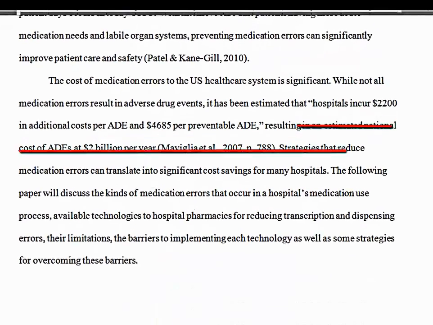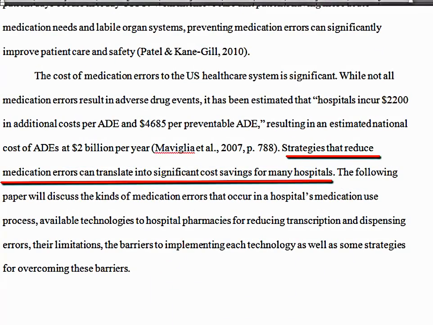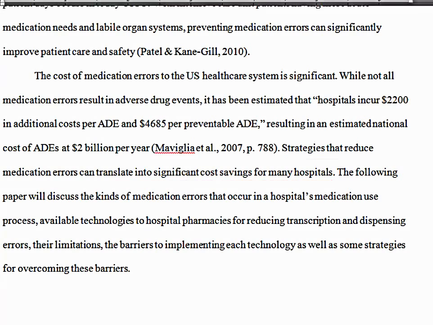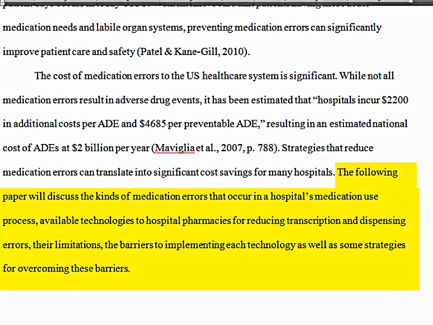Continuing to read. Strategies that reduce medication errors can translate into significant cost savings for many hospitals. Again, this is Chris, the student author, establishing his position. This paper will discuss the kinds of medication errors that occur in a hospital's medication use process, available technologies to hospital pharmacies for reducing transcription and dispensing errors, their limitations, the barriers to implementing each technology, as well as some strategies for overcoming these barriers.